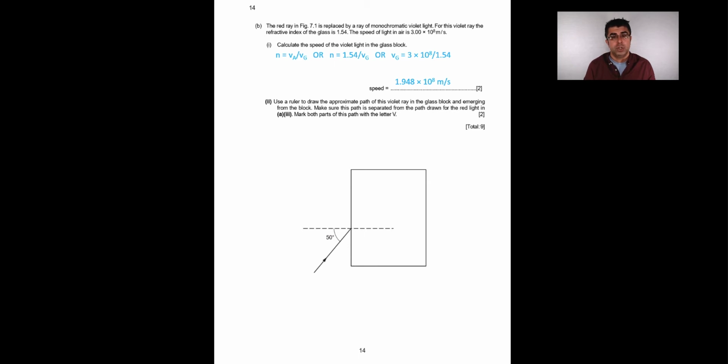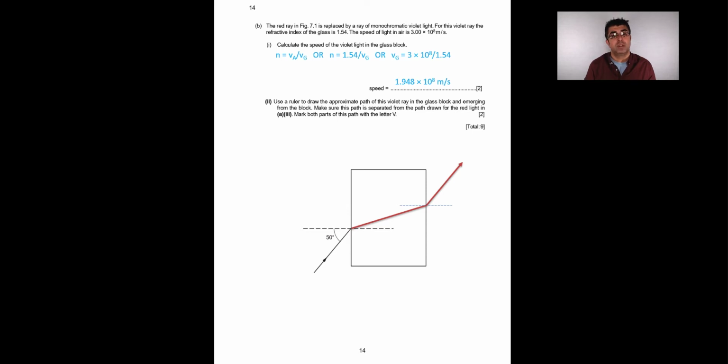Part 2. Use a ruler to draw the approximate path of the violet ray in the glass block and emerging from the block. Make sure that this path is separated from the path drawn for the red light in part 1. Part 3. Mark both parts of this path with the letter V. Now, just to make life easier, I've copied and pasted the diagram from the previous page. Not only that, I've put in the red ray that I drew in the previous page.